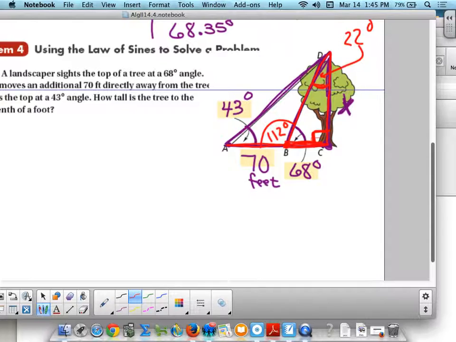Isaac just said this from here to here is 180. Take off the 68, that's 112. Okay, what else? The top one would be 25. Okay, gotcha. We're getting all kinds of angles, which is good.